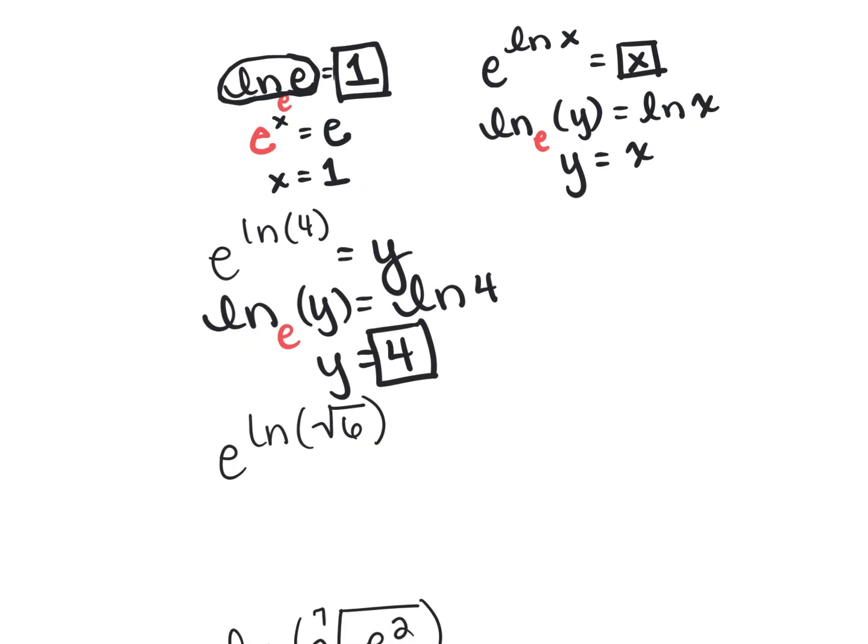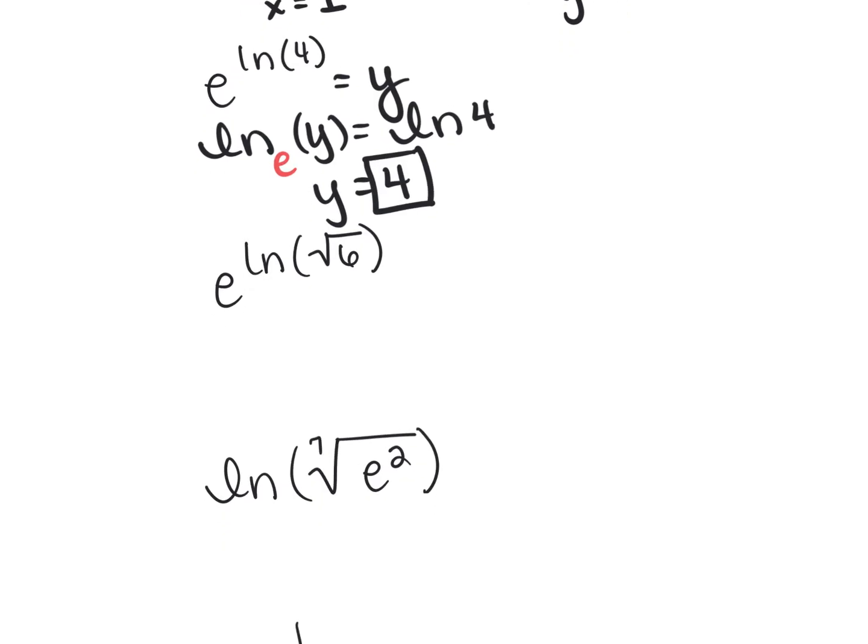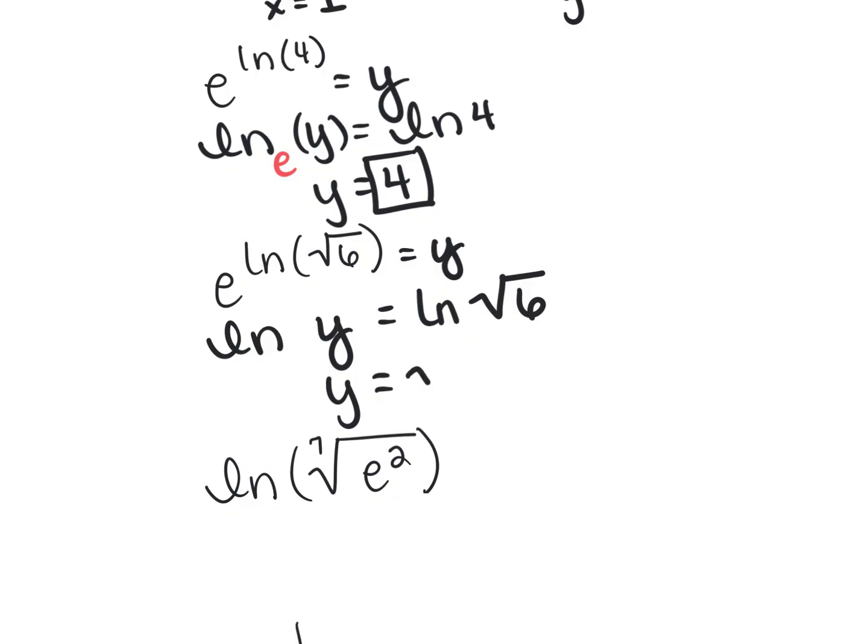All right, much the same way on the next one. We're going to rewrite this. Natural log, baby base of e. The exponent goes to the other side, so that's the natural log of the square root of 6. And if we set that equal to y, then y goes here. And the only time that's going to work is if y is equal to the square root of 6.